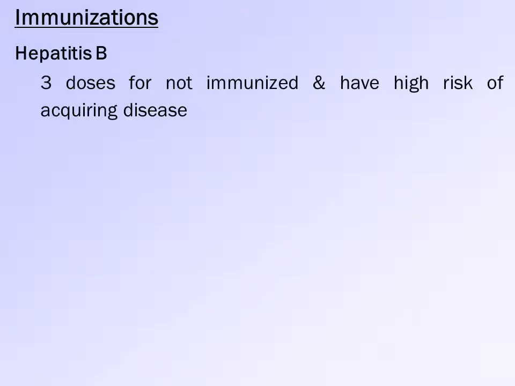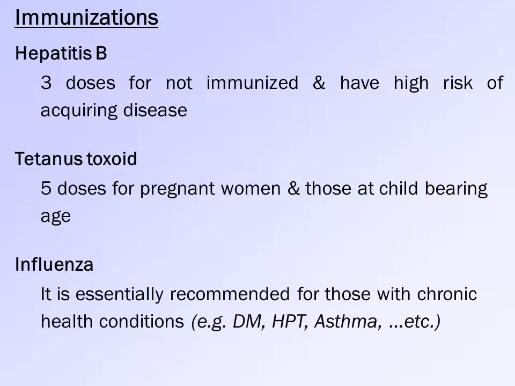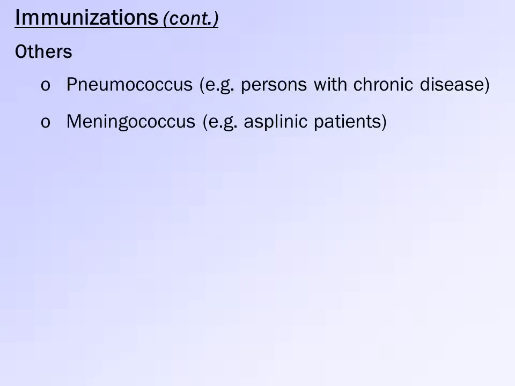For the immunization, hepatitis B vaccine should be given in 3 doses for those who are not previously immunized and have high risk of acquiring disease. For tetanus toxoid, 5 doses for pregnant women and those at childbearing age. Under influenza vaccine, it is essentially recommended for those with chronic health conditions such as diabetes, hypertension, asthma, etc. Other vaccines may include pneumococcus vaccine for persons with chronic disease and meningococcus vaccine for a splenic patient.